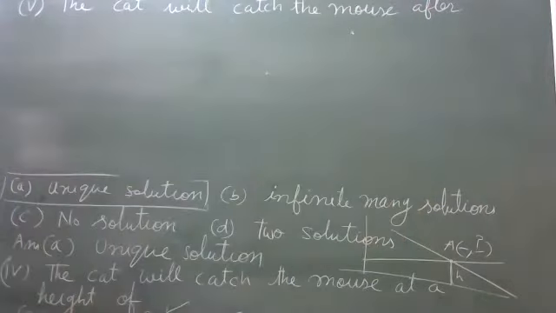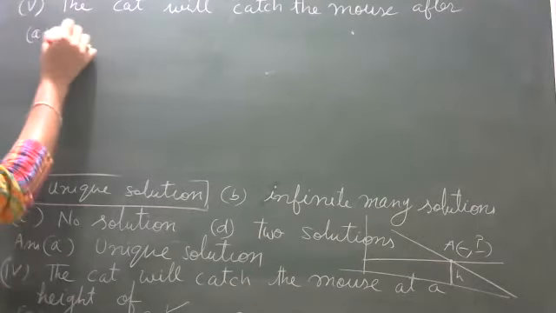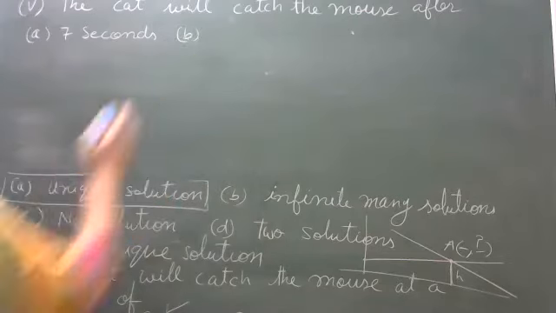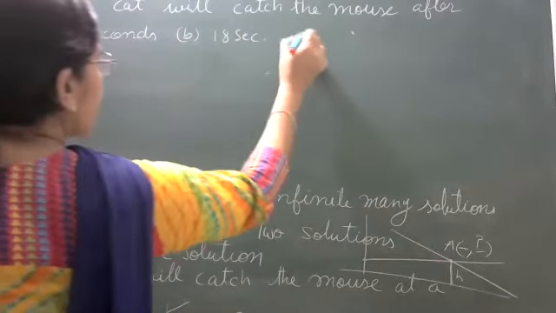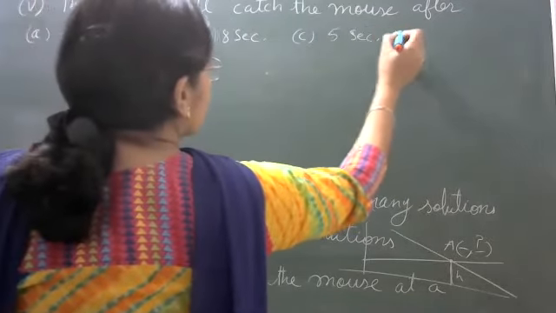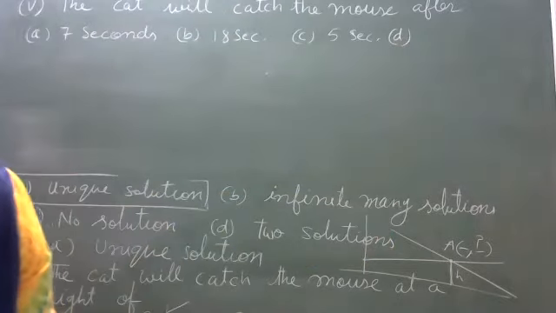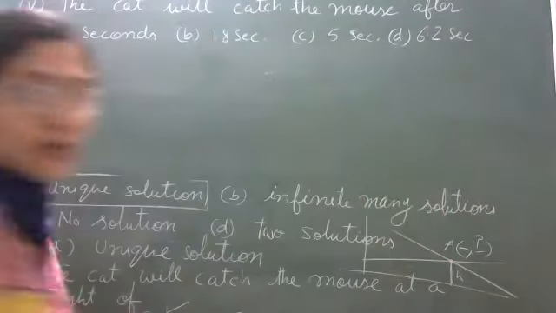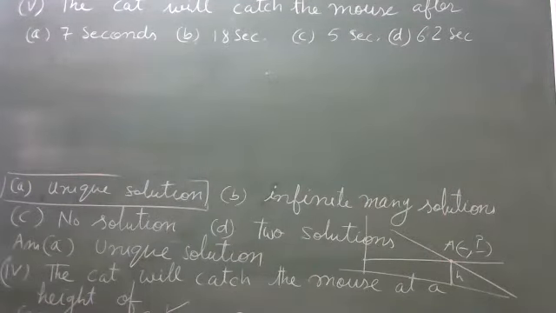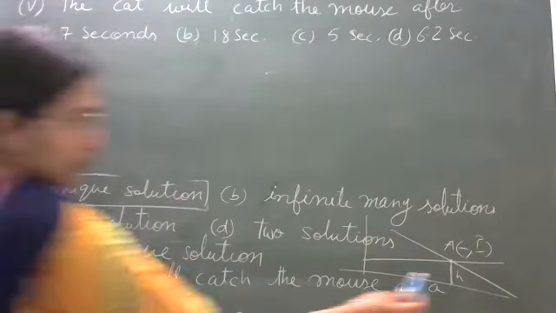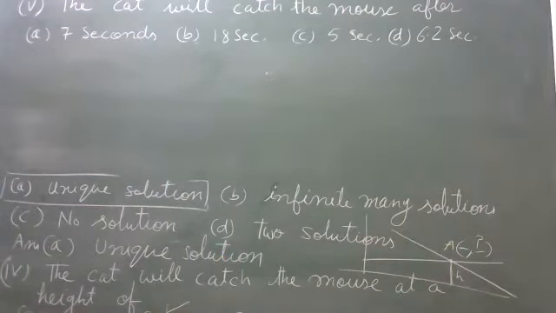Here it is asked about time. After 8 seconds, B is 18 seconds, C is 5 seconds, and D is 6.2 seconds. So here, corresponding to the value of this H, you have to find the value of T.